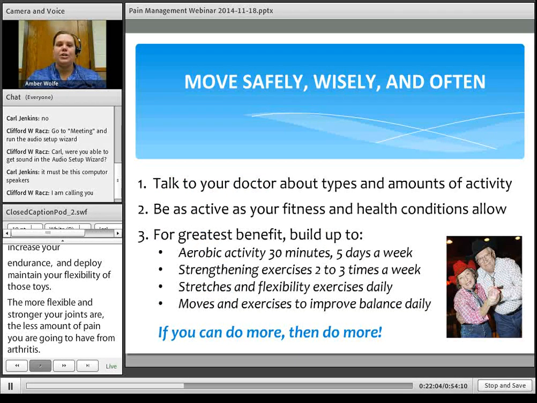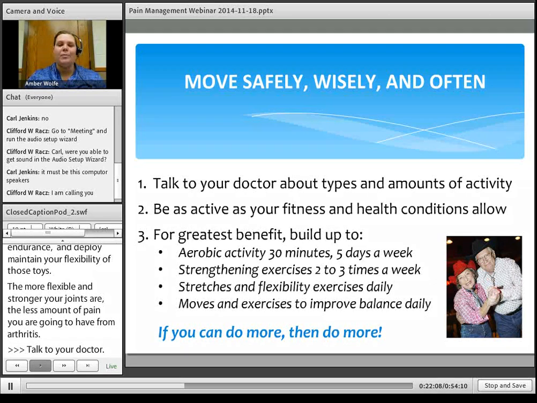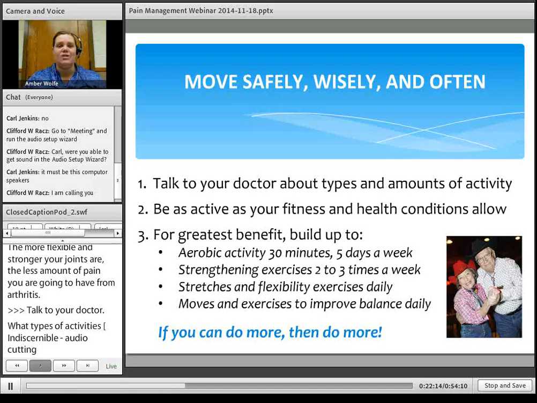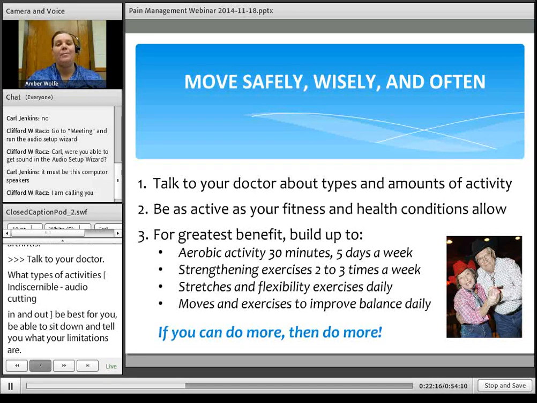So talk to your doctor. What types of activities might be best for you? They will be able to sit down and tell you what your limitations are. Based on that first initial appointment you had that might have had x-rays or a physical examination, they'll be able to tell you if walking is your best option or if you should avoid lifting any certain weights.